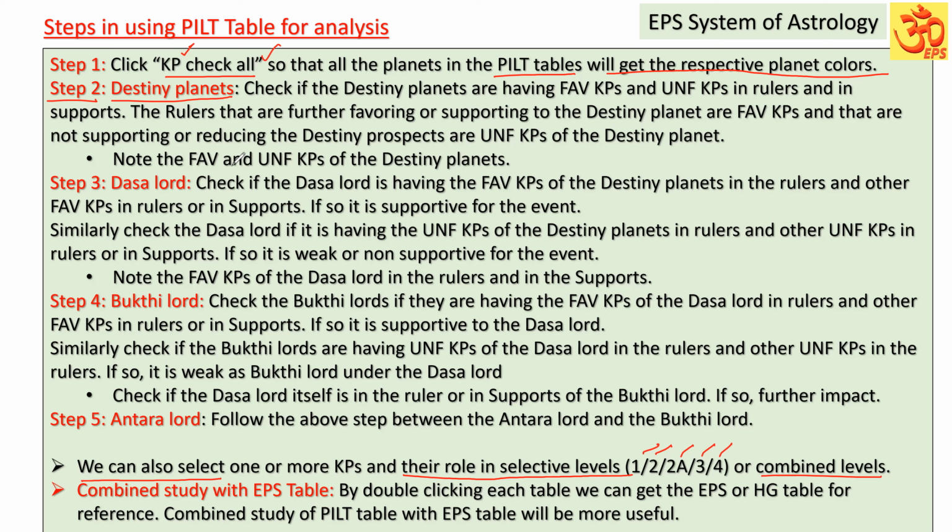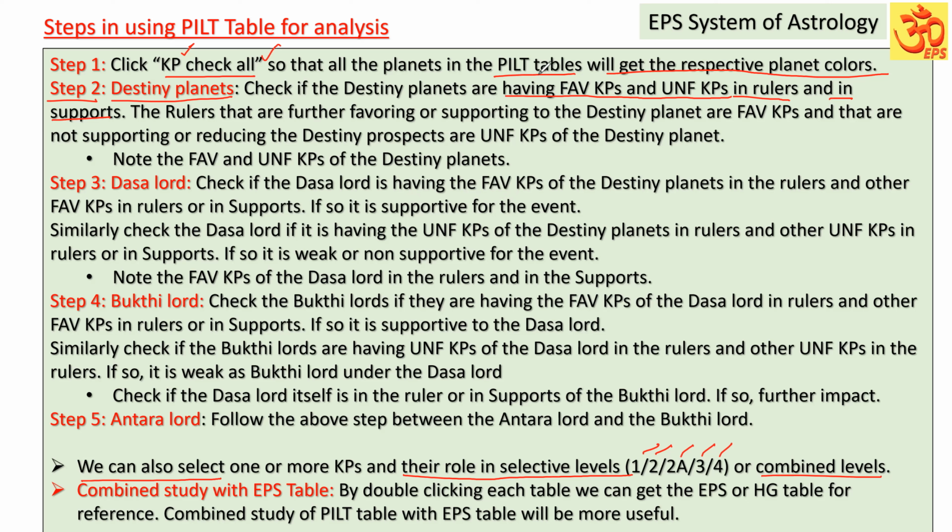We have to select the favorable and unfavorable key planets according to the event only, right? So what event are we going to check? That planet is the destiny. Suppose for the event of marriage, the 7th lord and the 7th sublord are the destiny planets, importantly the 7th sublord. If you take that destiny planet, check if the destiny planets have favorable key planets and unfavorable key planets in their rulers and also in supports.